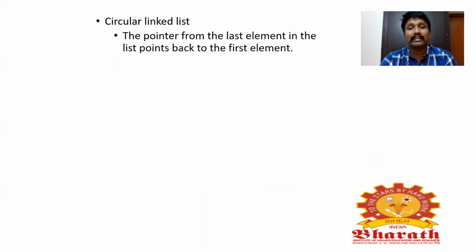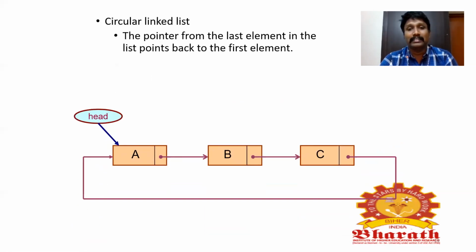Now we'll move on to the next important topic, the circular linked list. What is that, circular? The name itself says something. Circular, it forms a circle. The traversal will be done in a circular, round way. How is it made? Only when the last node and the first node are connected does it form a circle.